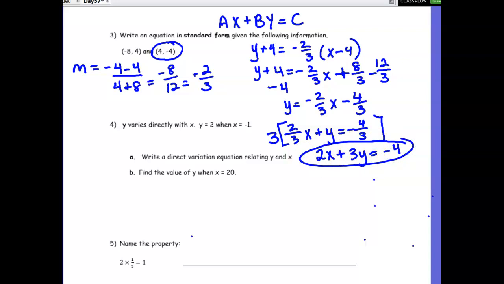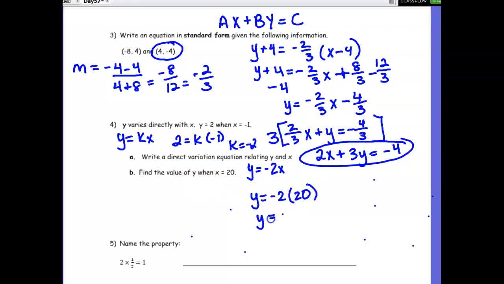Number 4, y varies directly with x. When we see that, I think y is equal to k times x. When y is 2 and x is negative 1, I'm just going to write 2 is equal to k times negative 1. When I solve for k here, k is going to be equal to negative 2. So when I write the direct variation equation, it's y is equal to negative 2x. And when I find the value of y when x is 20, I just plug in 20 for my x, and I get y is equal to negative 40. So that one was done for you too. There's A and there's B.